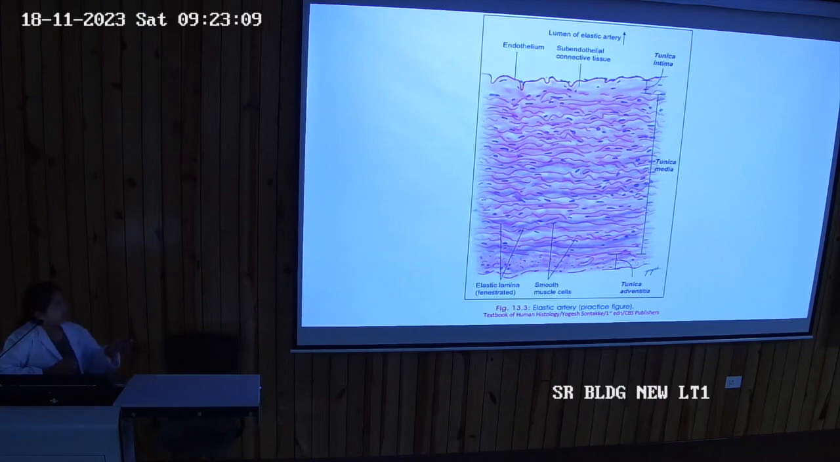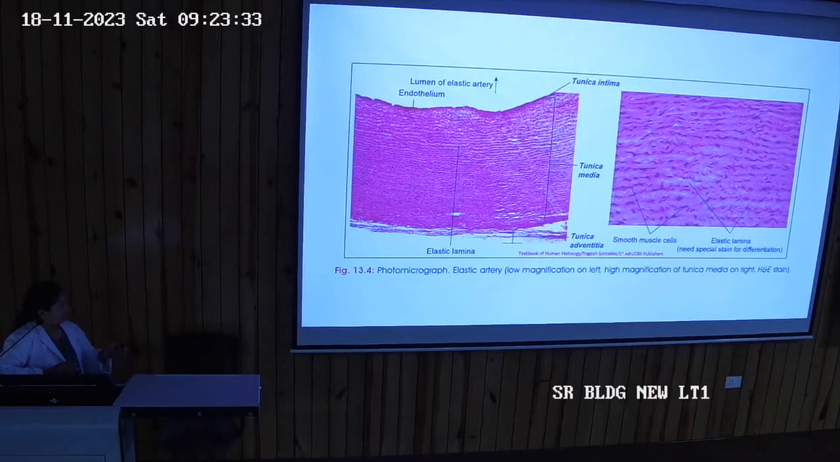Now can you differentiate the internal elastic lamina here? No, we can just see that this is the beginning. After the loose connective tissue, there are elastic fibers which are mixed with the tunica media. Then you have the external elastic lamina, and this one is the tunica externa or adventitia. This picture will be seen when we show you the slides.